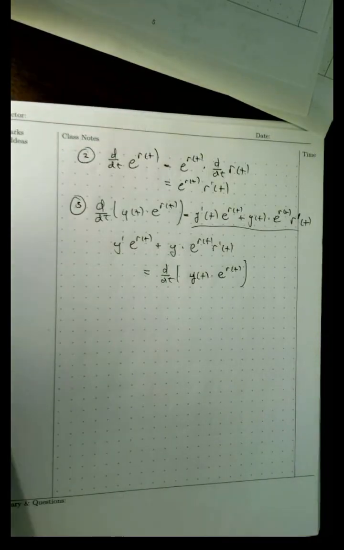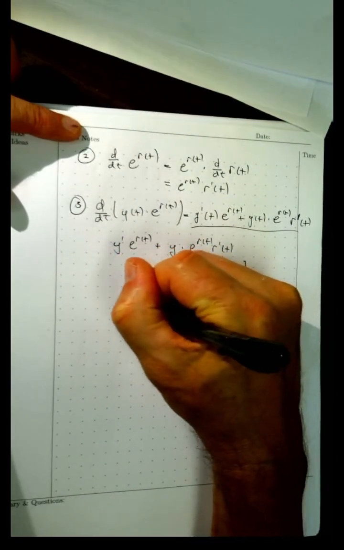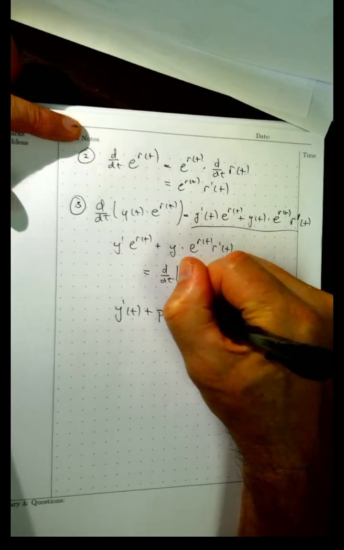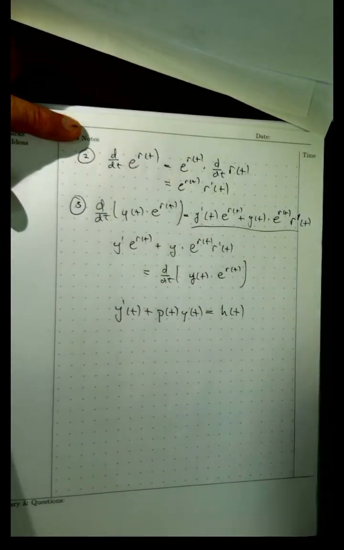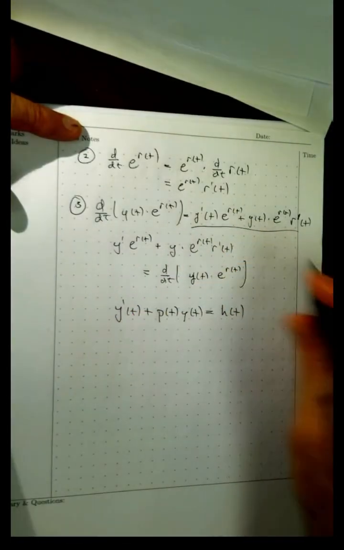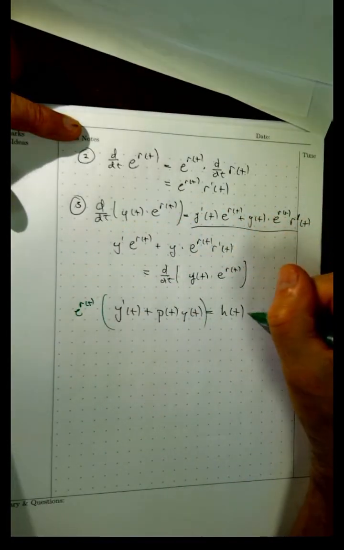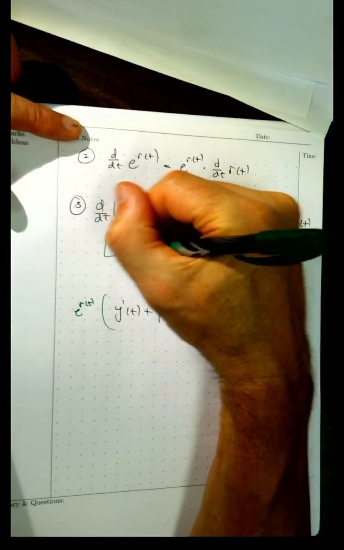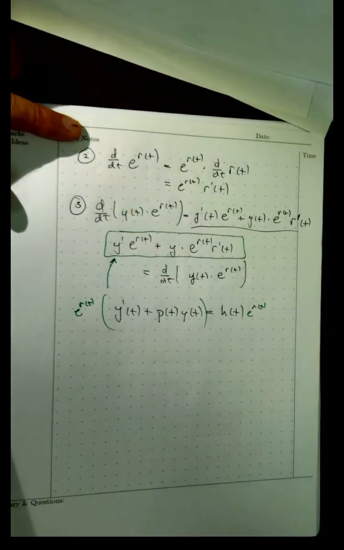Okay, so how do we put that to work? That's the question. So again, we're assuming that we have a linear equation, and if it's linear, I can do some algebra and change it. So the function looks like y prime plus something times y equals h of t. And I know that if I multiply both sides by e to the r, my goal is to see, is it possible for me to make the left-hand side look like that?